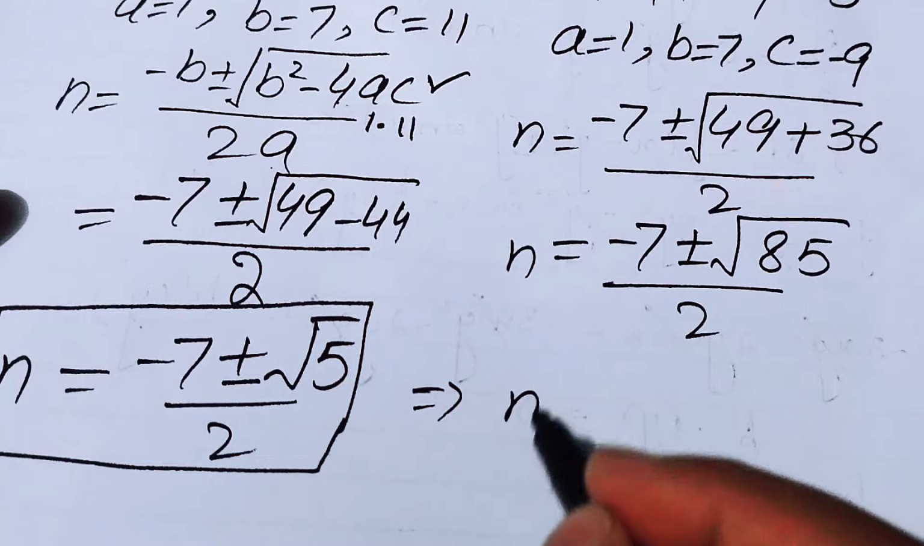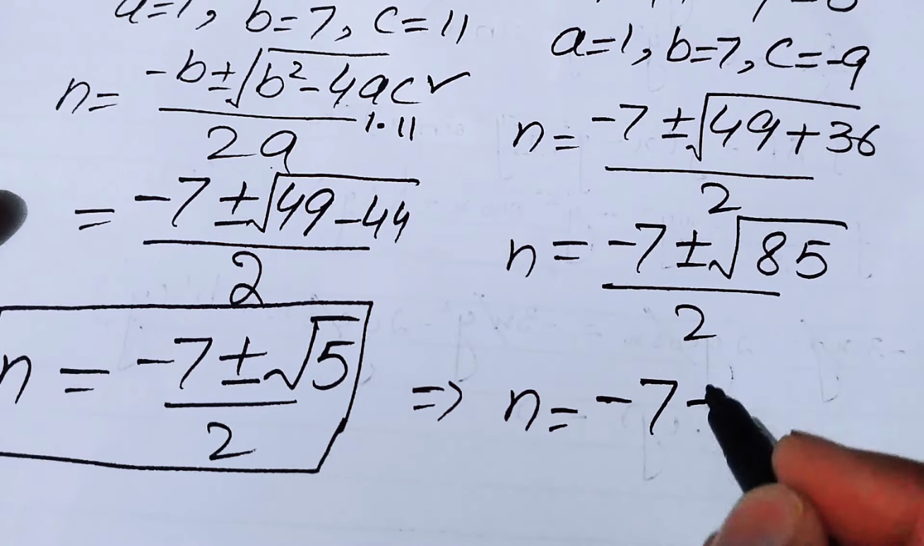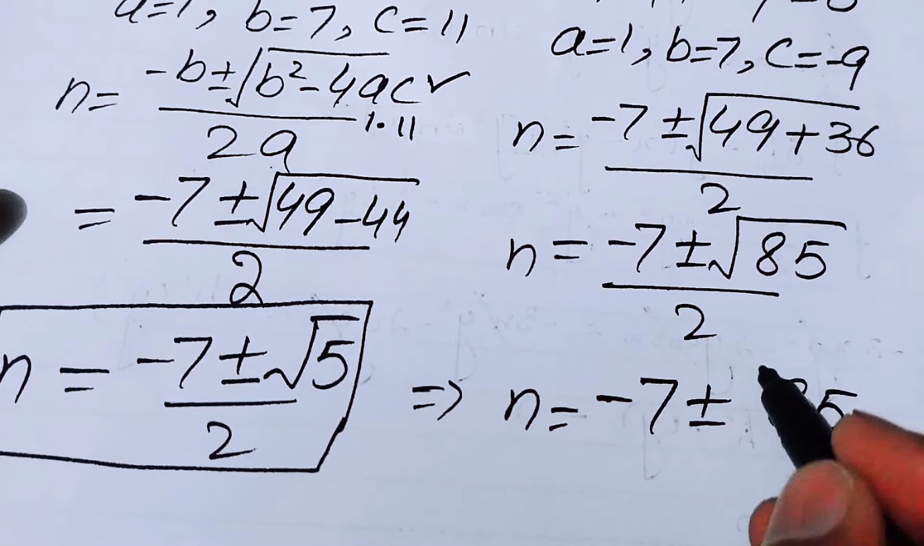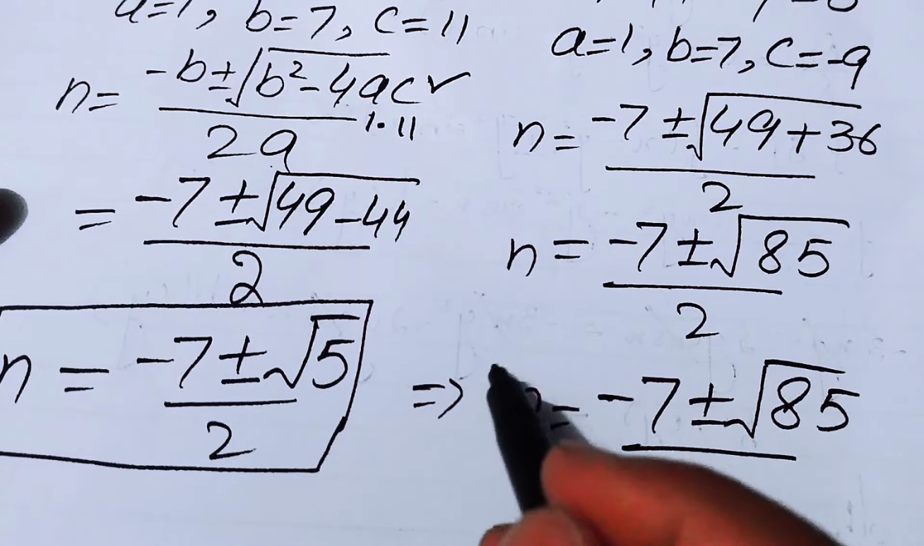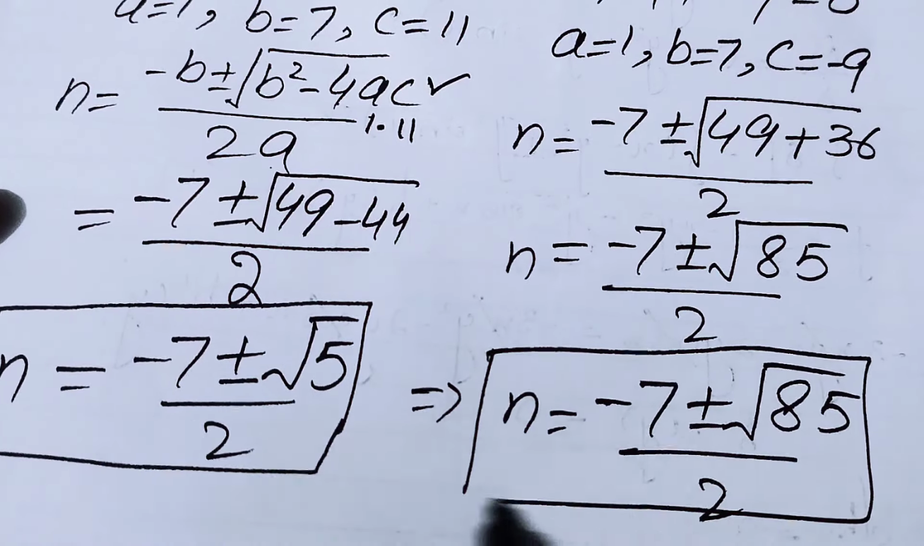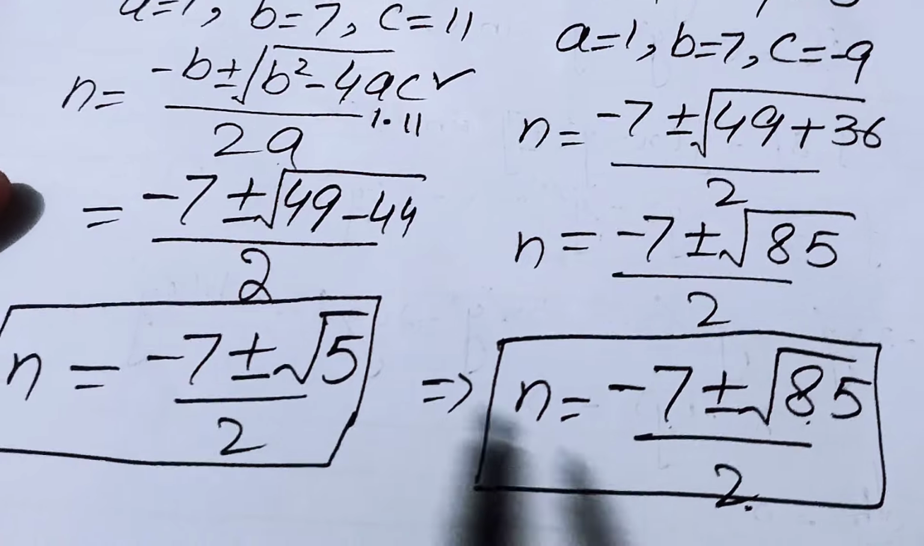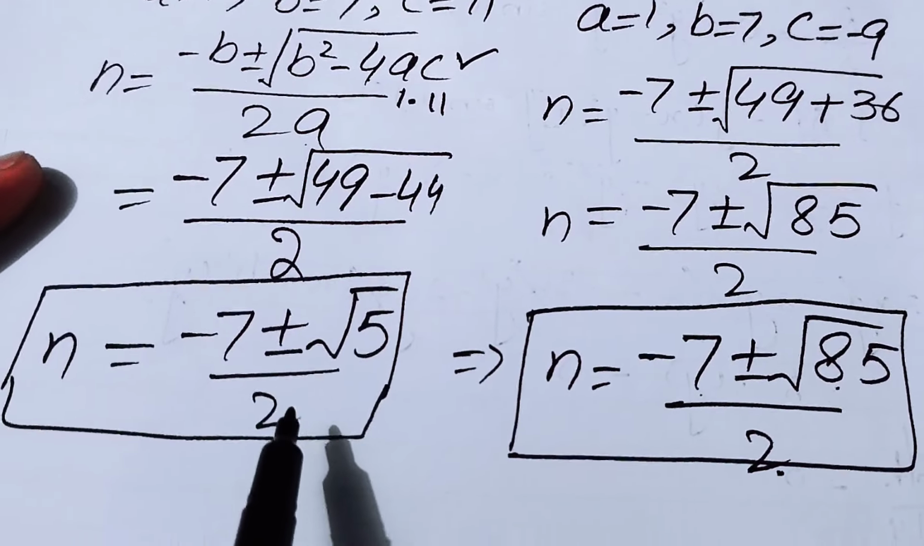So finally you get the four roots of the given equation are minus 7 plus minus square root of 85 over 2 and minus 7 plus minus square root of 5 over 2.